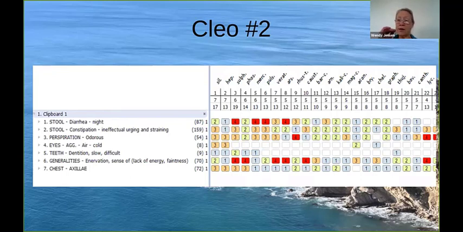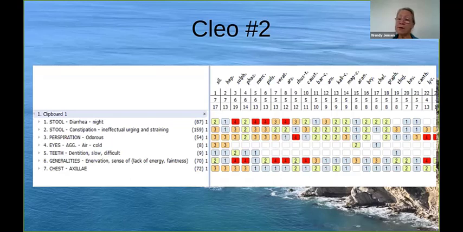Eyes aggravation, again, that modality at the head of the chapter. And then teeth, dentition slow and difficult. That's referring to her baby teeth still being present. And then under generalities, it described how she was with that reaction to heat. And I did go back in the case to use that because sulfur was not curative. So I need to look at the whole case, everything taken into account.